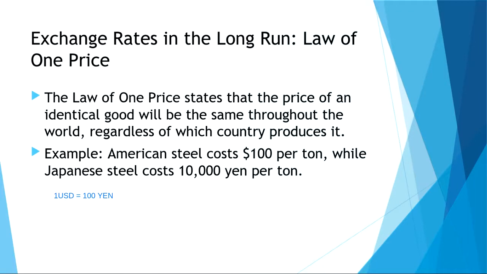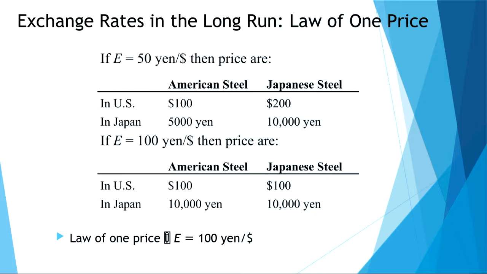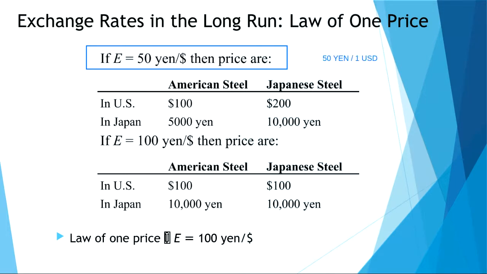So assume that we have a different exchange rate. Assume that the exchange rate is $1 is equal to 50 yen, right? So this means that 50 yen divided by $1. I mean, $1 is equal to 50 yen. When you see the quotation like this, you should understand that $1 should be equal to 50 yen, right?